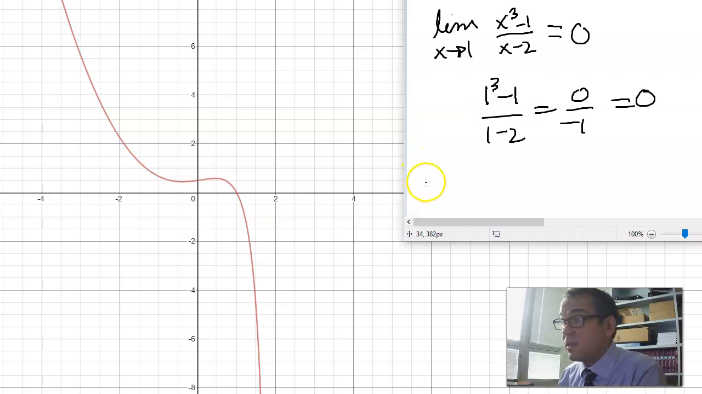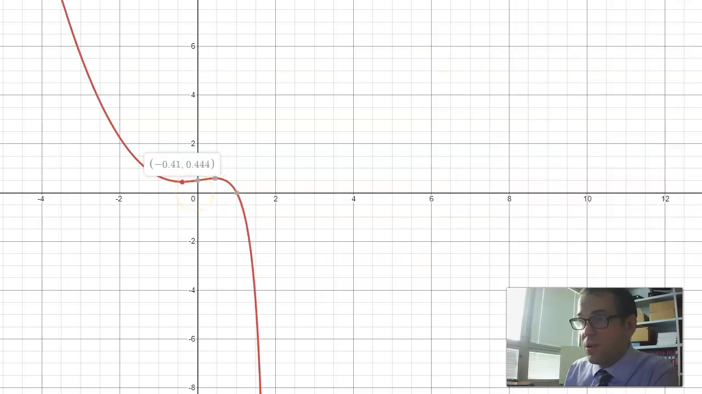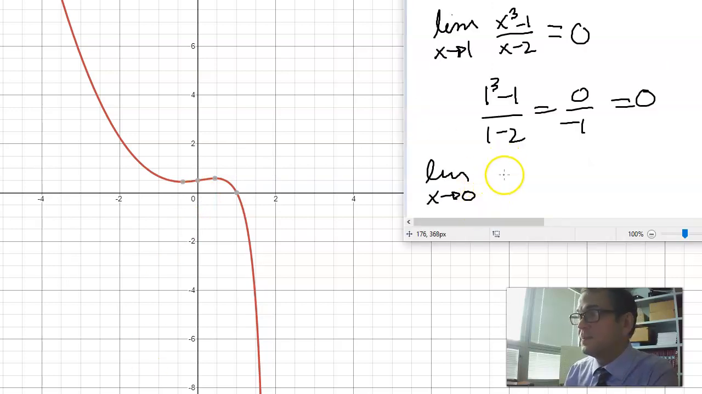I also might look at the limit as x approaches 0. As x approaches 0, we are interested in what happens to y as x gets closer and closer to 0. And as x gets really, really close to the 0 value, the y value gets closer and closer to maybe a half, looks like it. And regardless of which side I approach from, as x is closer and closer to 0, y gets closer and closer to 1/2. So I would say it's a half.